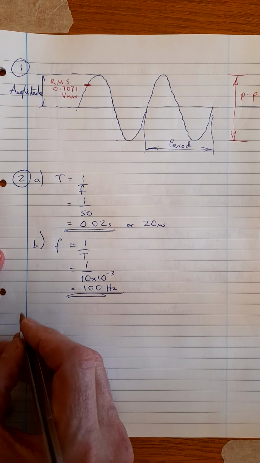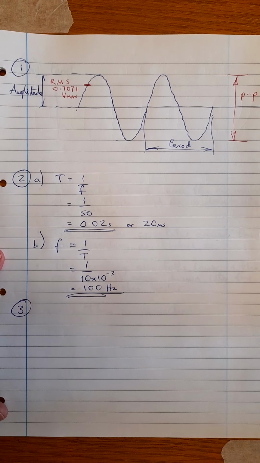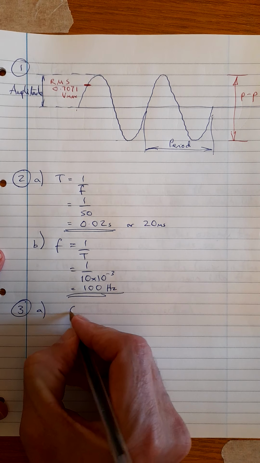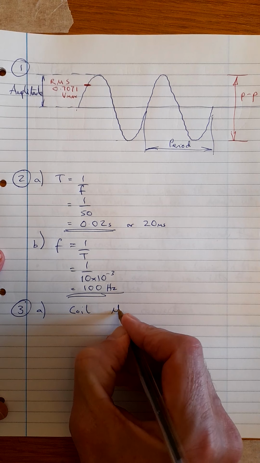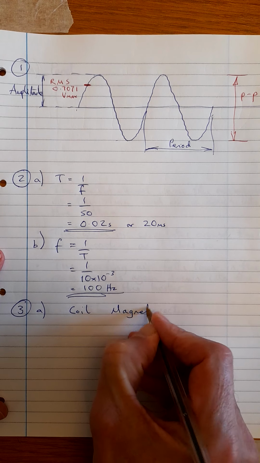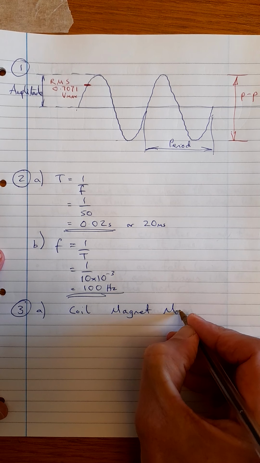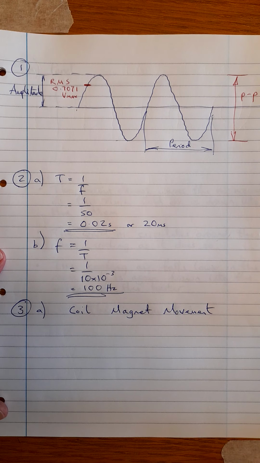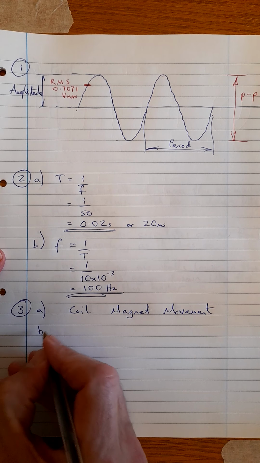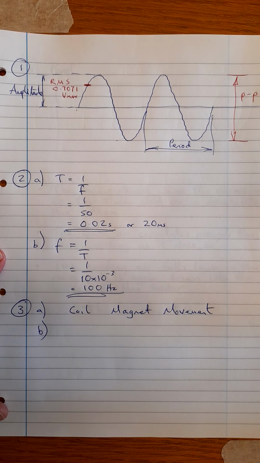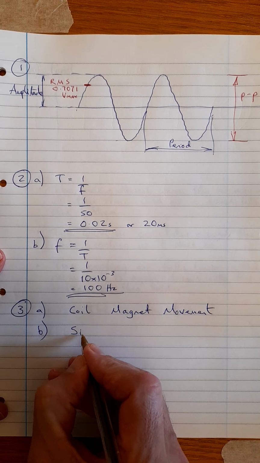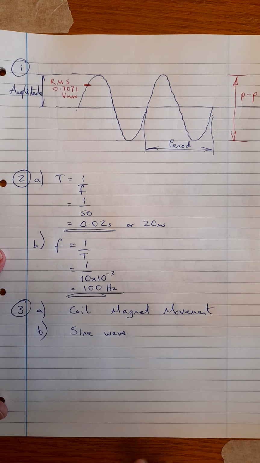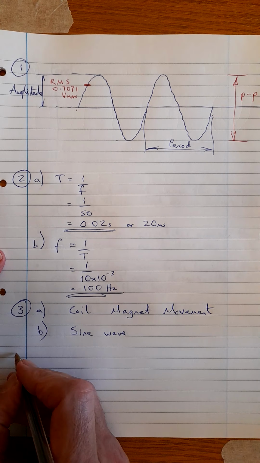Okay, question 3. How to generate electricity. You're going to need coil, magnet, and movement. All words very, very close to those. And if you rotate a single coil within a magnetic field, it will produce a sine wave. Okay, so hopefully your marks are building at this point.